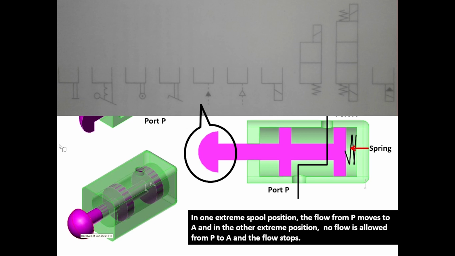Here this animated video clearly shows how the 2x2 DCV valve works. As the spool moves towards left, it blocks the port P and prevents the liquid flow, and the same spool moves towards right by means of actuation. It allows liquid to flow from pump to an actuator. Generally, these 2x2 directional control valves are used vastly in industrial automation applications.